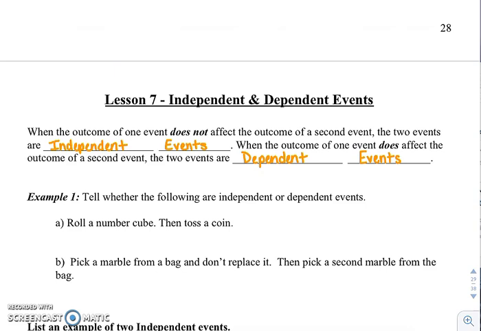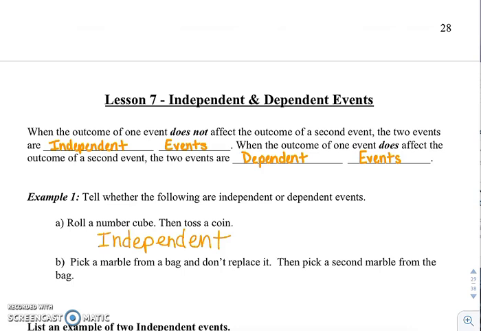So in example one, it just wants us to identify whether the following would be independent or dependent. We're not finding the probability of anything, just whether they would be independent or dependent of one another. So if you roll a number cube, then toss a coin, they're two separate, completely different things, so they wouldn't affect each other if you were finding the probability of them. So these are independent of one another.